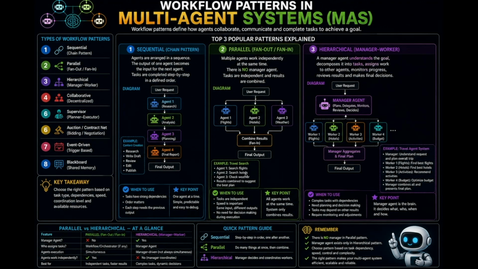Let's take the example of the travel planner here. It has multiple agents assigned to it. One agent will do a flight search, another agent will do a hotel search, a third agent will do an activity search, and a fourth agent will do budget planning.